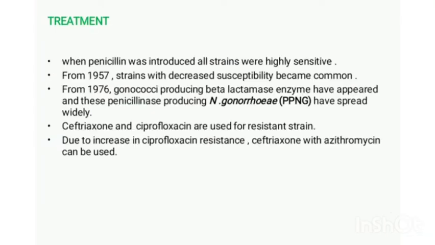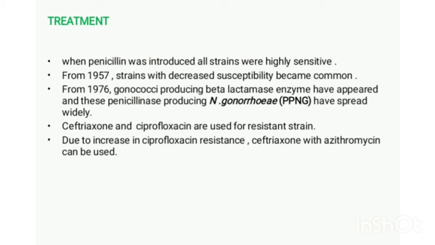Okay, next is about their treatment. In ancient times, that is when penicillin was introduced, all the strains of gonococci were highly sensitive to penicillin. That is, their minimum inhibitory concentration was 0.005 unit per ml. Okay, but from 1957, this susceptibility towards penicillin decreased, and their minimum inhibitory concentration became 0.1 unit per ml.